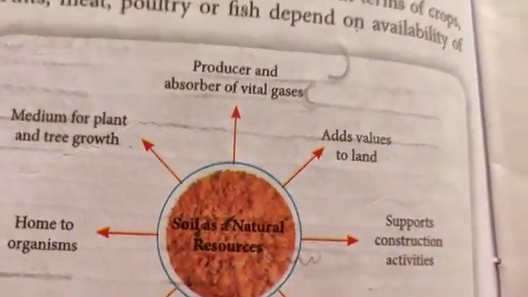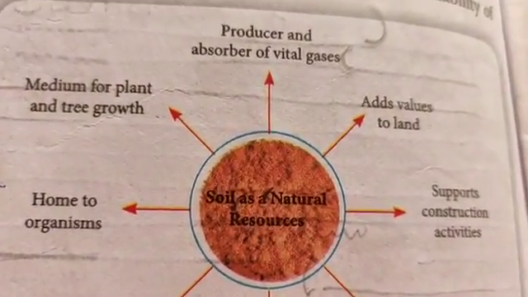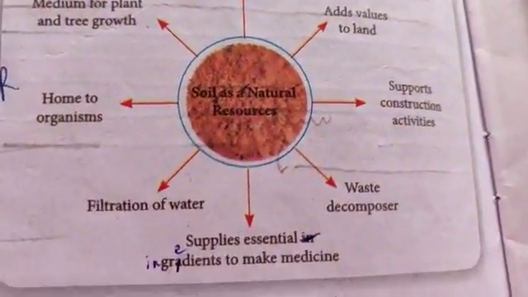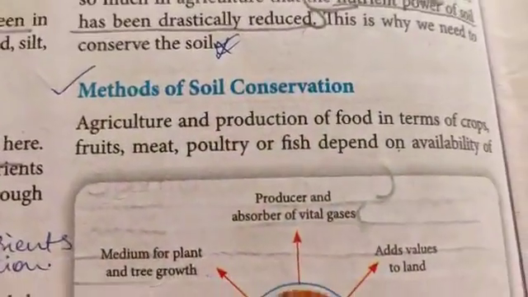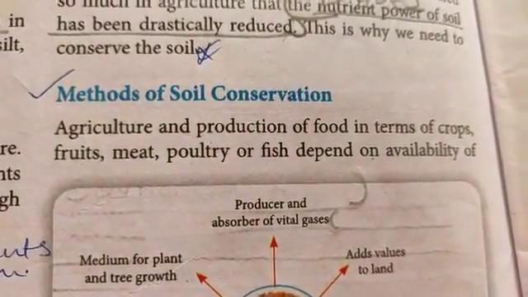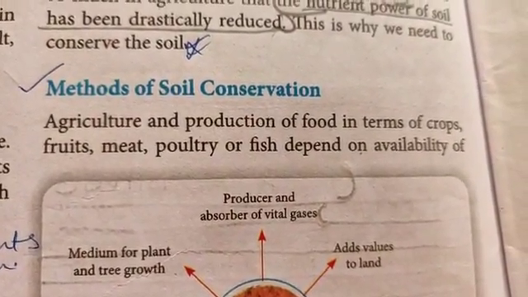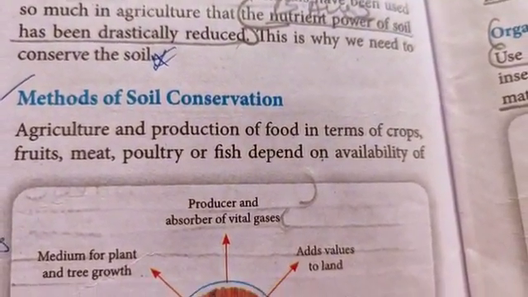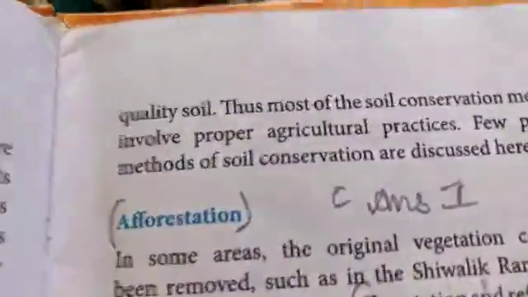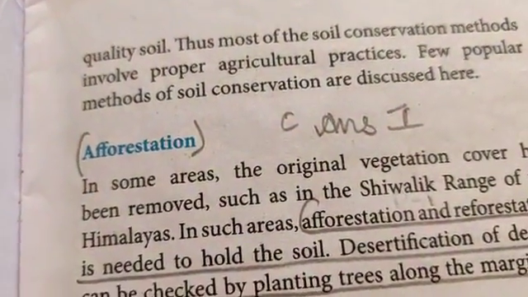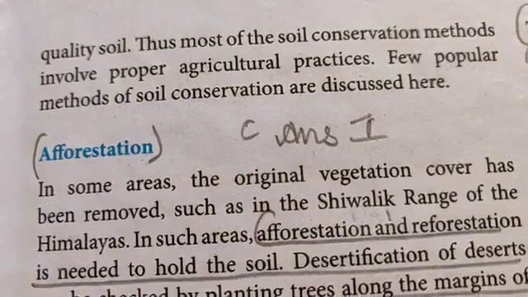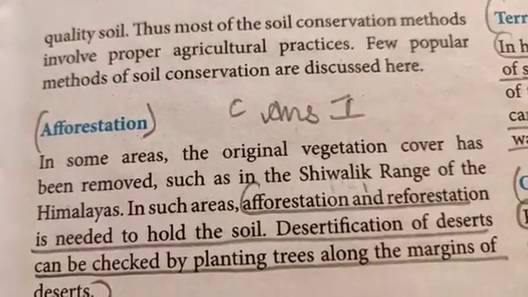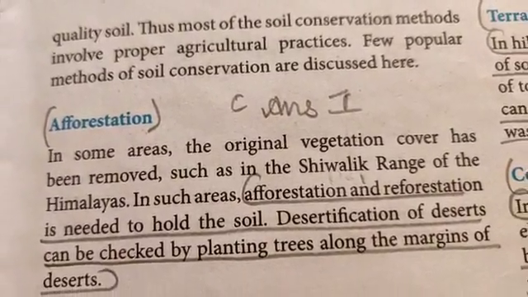You start digging up somewhere in your garden or somewhere roadside, so you will find a lot of insects making their home over there. Now coming to methods of soil conservation. Agriculture and production of food in terms of crops, fruits, meat, poultry or fish depend on availability of quality soil. Thus, most of the soil conservation methods involve proper agricultural practices. Few popular methods of soil conservation are discussed here.